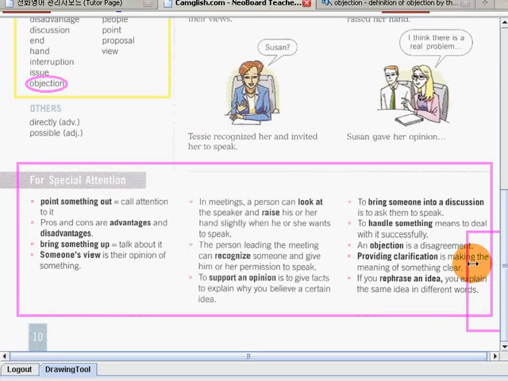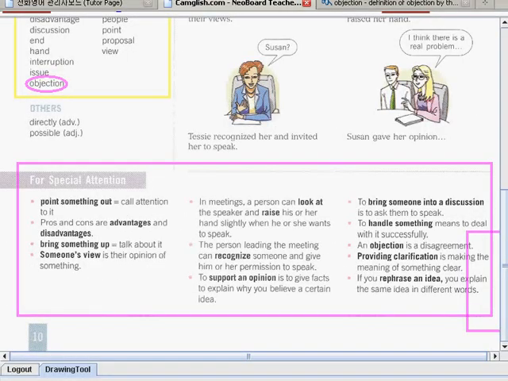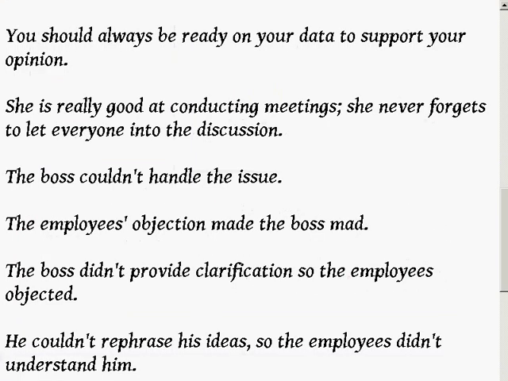Providing clarification is making the meaning of something clear. The boss didn't provide clarification, so the employees objected. And if you rephrase an idea, you explain the same idea in different words. He couldn't rephrase his ideas, so the employees didn't understand him.